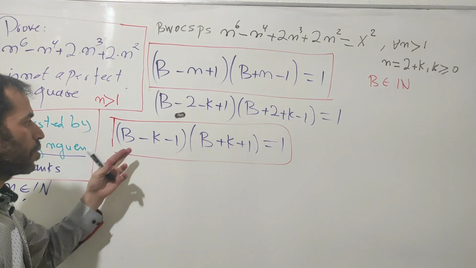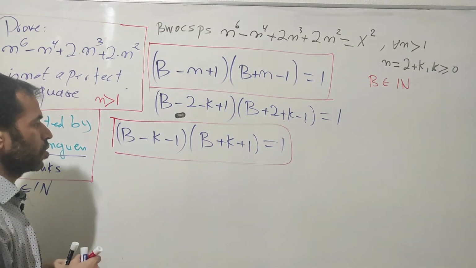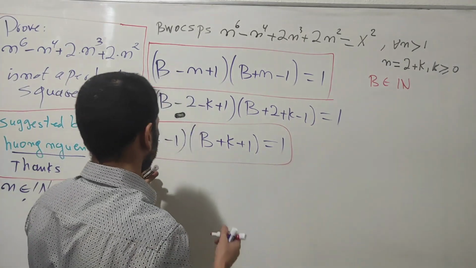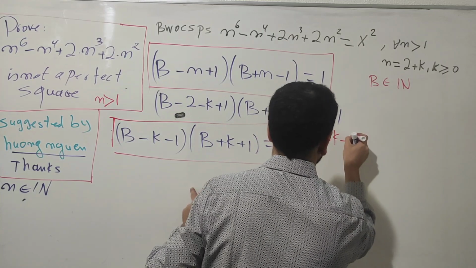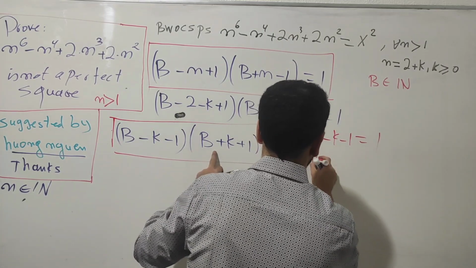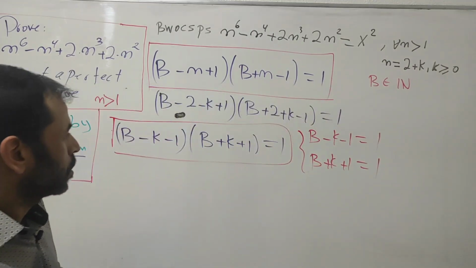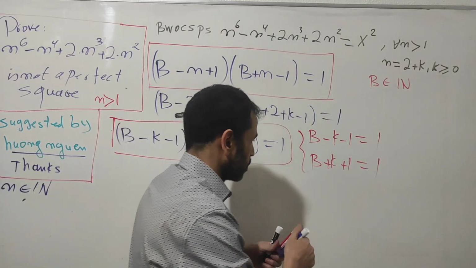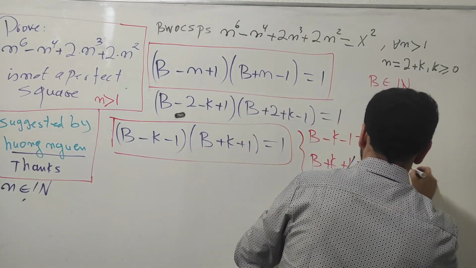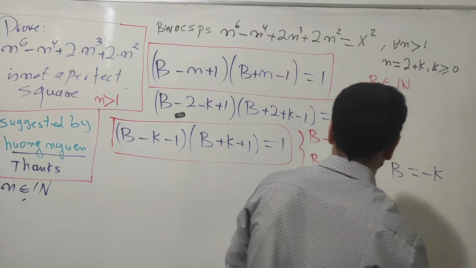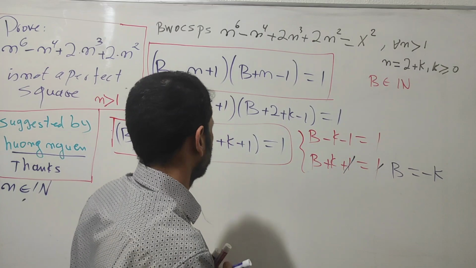So now I have a new expression here. I'm going to solve this equation by putting it into a system of equations. Since we get 1, I will have here capital B minus k minus 1 equals 1. Also, I get capital B plus k plus 1 equals 1. Now we are going to simplify 1 from both sides. I will be left with capital B equals minus k. Then take this value of B and insert it back here.